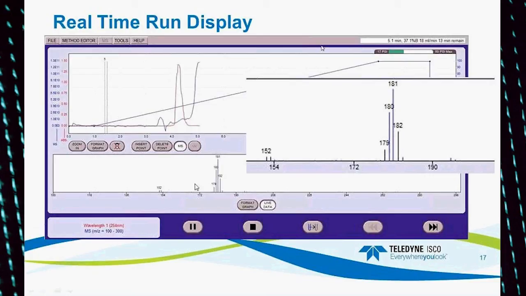So down below is your mass spec signal. Again, this is set to 100 to, it looks like, about 300. You can format this to whatever values you want to look at. And I've just taken this area down here and blown it up so you get a better view of the mass that's going on right now. It's about 181 is the mass of what's eluting at this point.